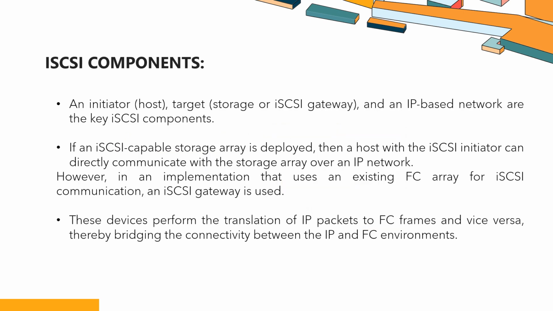iSCSI components. Components of iSCSI include the iSCSI initiator, the target, and an IP-based network. iSCSI initiator. An iSCSI initiator is a piece of software or hardware that is installed in a server to send data to and from an iSCSI-based storage array, or iSCSI target. When a software initiator is used, standard Ethernet components such as a network interface card can be used to create the storage network.